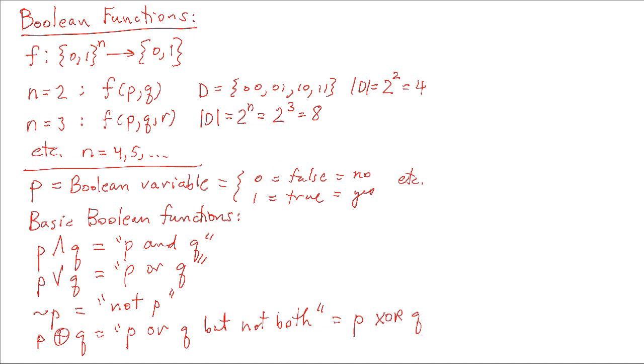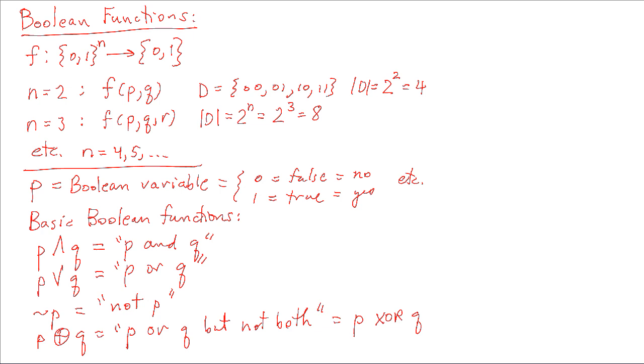And the basic Boolean functions we've had so far are p and q, p or q, not p, or what's called the exclusive or, XOR, which means p or q but not both. And instead of writing them out like this as a function f of p and q, what we do is we put p and q in between the symbols for and, or, and we put the not symbol out in front of the Boolean variable to negate it, and we put this plus sign with a circle around it for the XOR function.